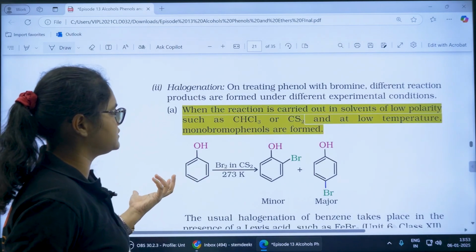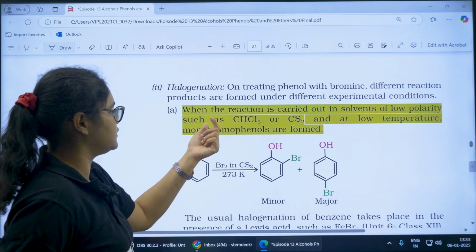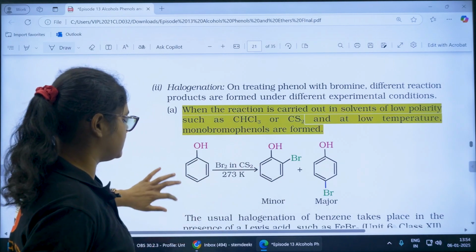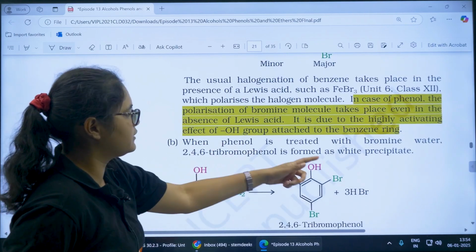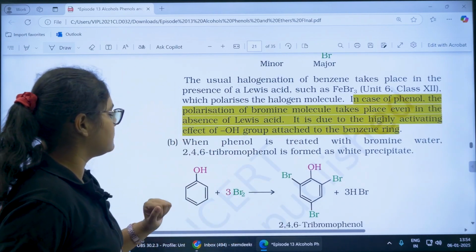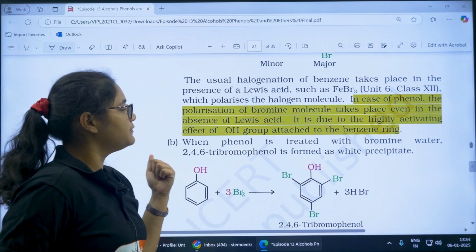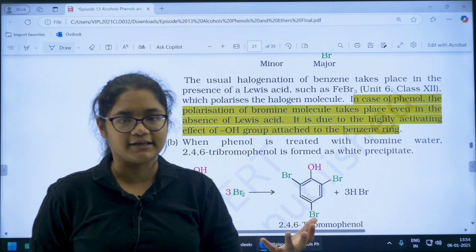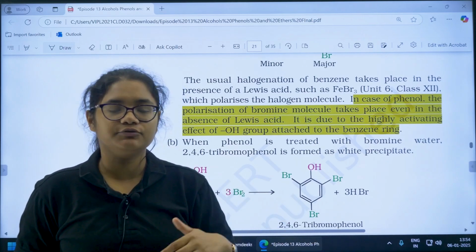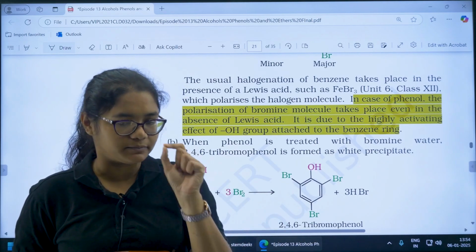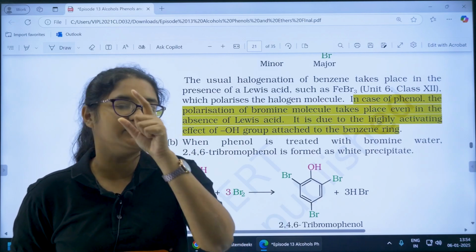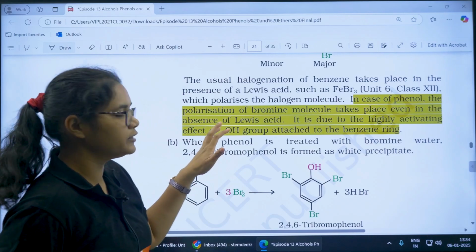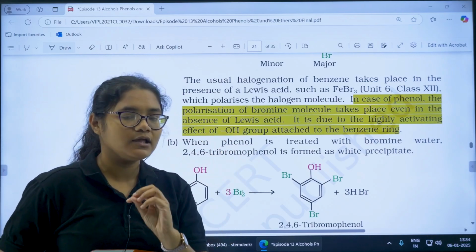Next, coming to the halogenation reaction. In halogenation, if you use Br2 in CHCl3 or CS2, you will get different products, but if you use bromine water, you will get the tribromo product. One more thing: when you recollect bromination of benzene, you use Br2 and FeBr3. This Lewis acid was used to generate the electrophile, but in the case of phenols, we do not need any Lewis acid.